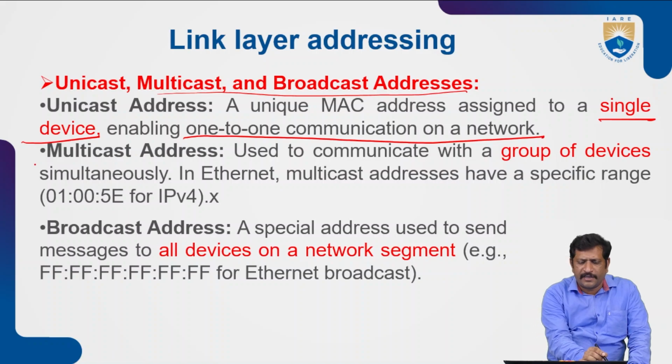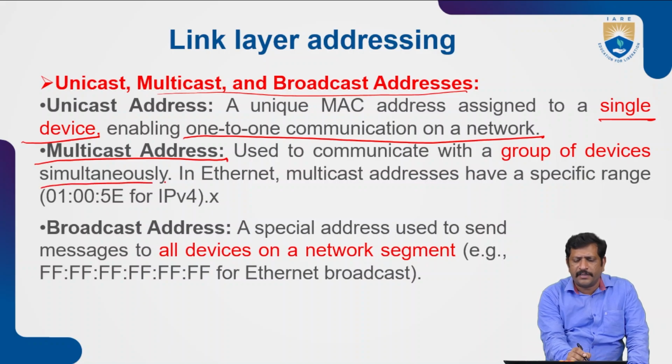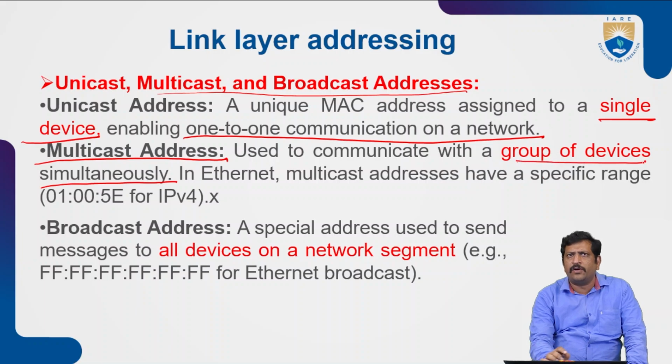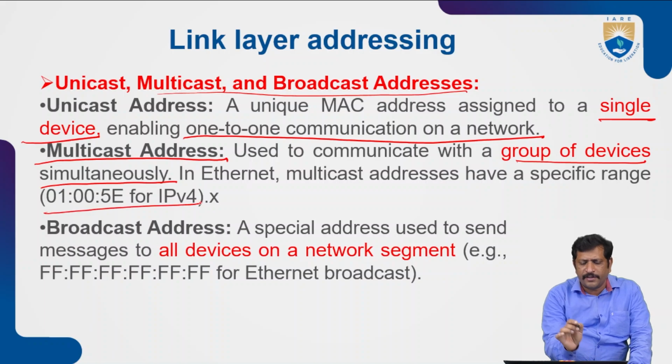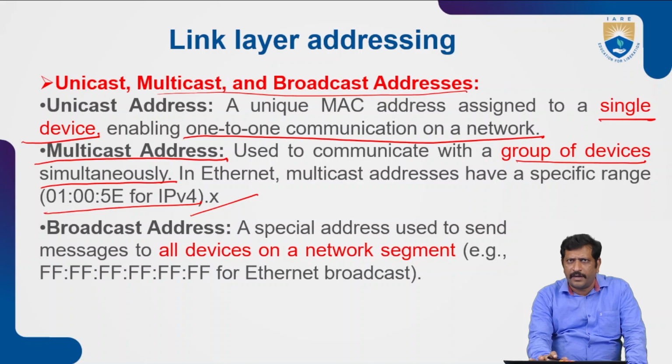And multicast addressing is used to communicate with a group of devices simultaneously. That means it can be utilized for a group of devices. For example, in Ethernet, multicast addressing has a specific range, 01:00:5E for IPv4. It is a specific range in Ethernet. That is multicast addressing.